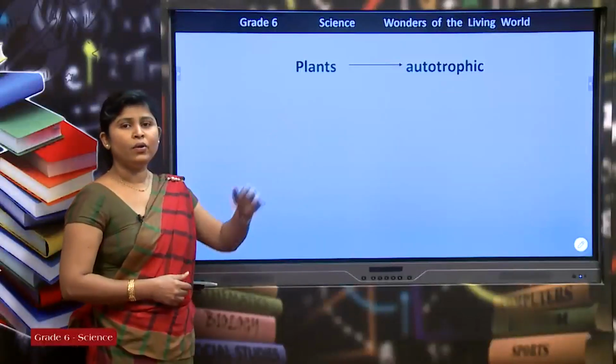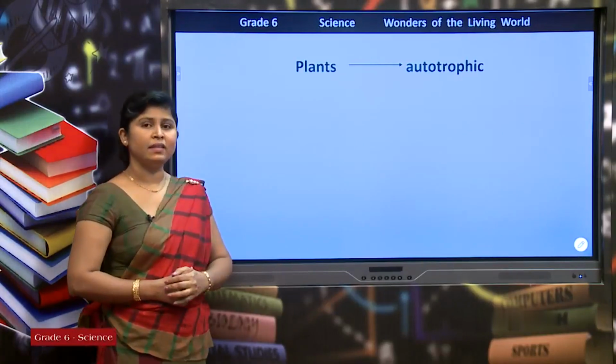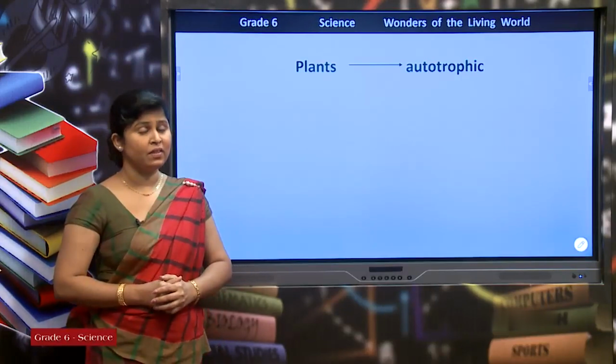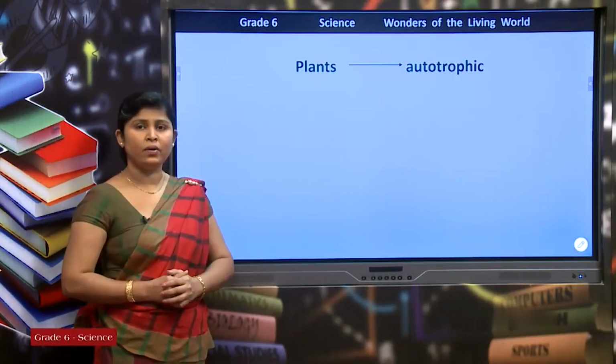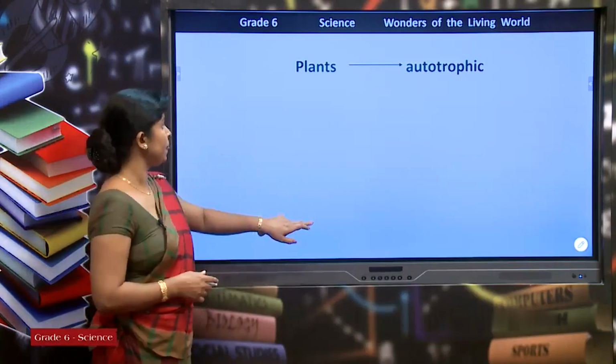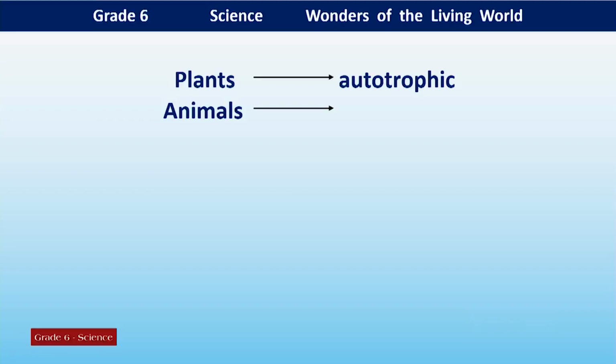Plants are autotrophic. I think that word is new to you, right? You have to be familiar with the word. The plants are autotrophic. I will explain the word autotrophic later. And the animals are heterotrophic. Autotrophic and heterotrophic, two different words.